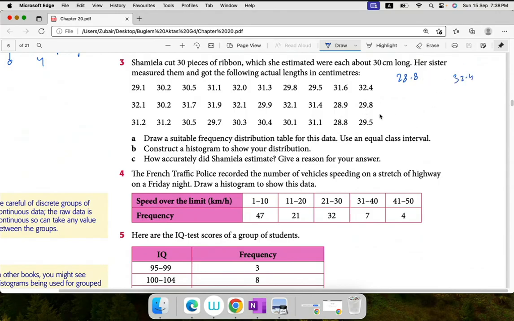Now we have to decide the interval. If I just say 28 to 29, 29 to 30, 30 to 31, 28 less than or equal to x less than 29, then 29 to 30, 30 to 31, 31 to 32, and 32 to 33. So I have 1, 2, 3, 4, 5 classes.